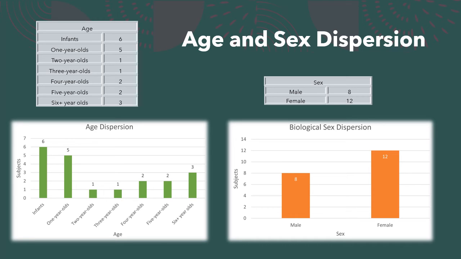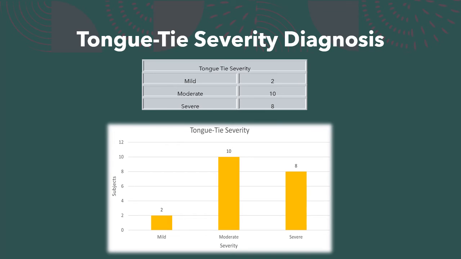The majority of the subjects were between the ages of 0 years old, or infants, and 3 years old, the primary demographic for the original project idea. Males and females were off by 4, giving the demographic a slightly female dominance. 2 subjects were diagnosed with a mild tongue tie, 10 with a moderate tongue tie, and 8 with a severe tongue tie. The median and mode severity were moderate.